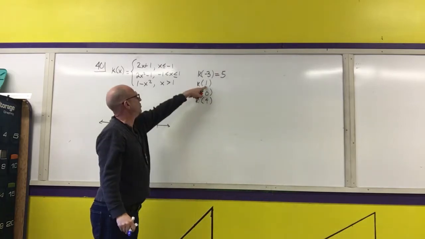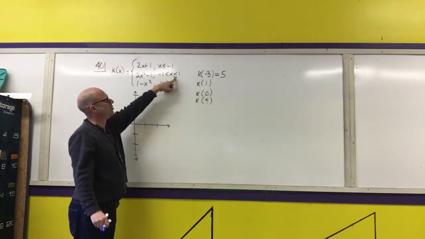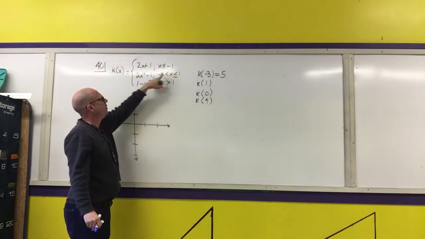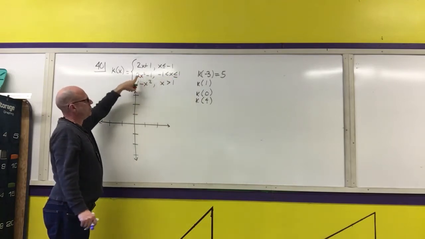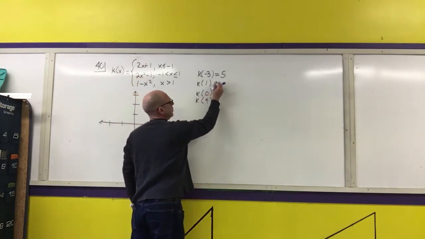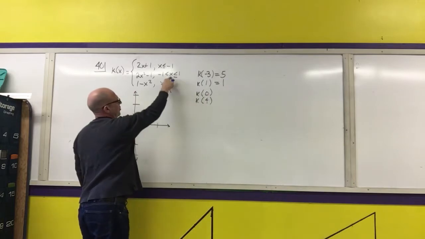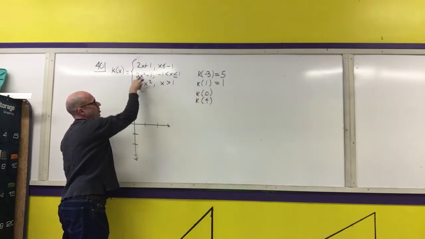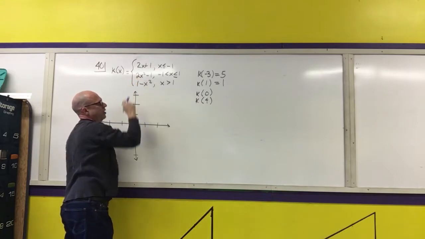Similarly, when x equals 1, I would use the middle portion of the function because x less than or equal to 1, 1 would fit in there. 1 squared is 1. 1 times 2 is 2. 2 minus 1 is 1. When x is 0, again, it falls into this middle section. 0 squared is 0, times 2 is 0, minus 1 is negative 1.